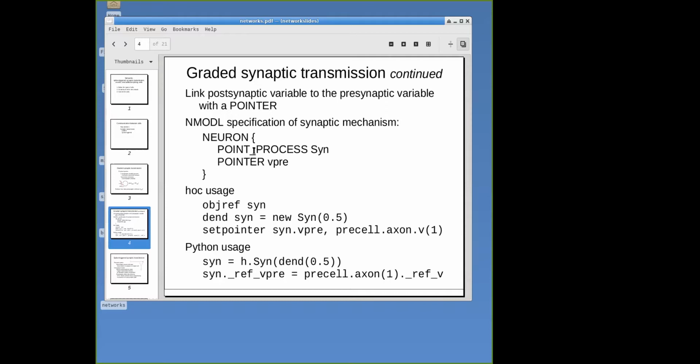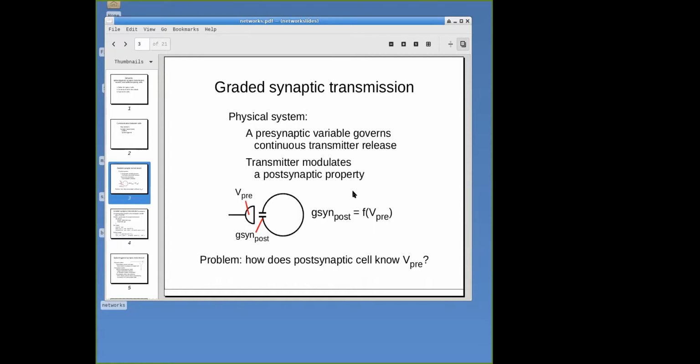In this case, I'm saying we have a point process, which is a good representation of a synapse. Most synapses are clusters of ion channels. Most postsynaptic regions are clusters of ion channels that are very small anatomically compared to the length constants in the postsynaptic cell, so they can be treated as point sources of current, and that's why they're represented as point processes. And this particular class of point processes has a pointer called V-pre, which is, of course, a placeholder for that potential in the presynaptic cell.